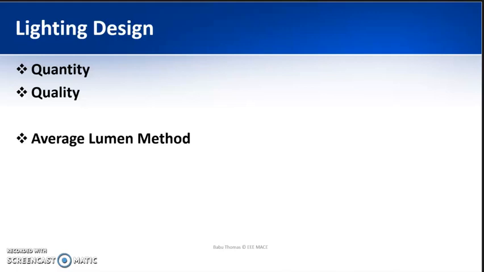So for the lighting design, the main factors are the quantity of the lighting, and the second one is the quality of your lighting. And in our course, we'll be discussing lighting design based on the average lumen method, which we'll be discussing in the next lecture.